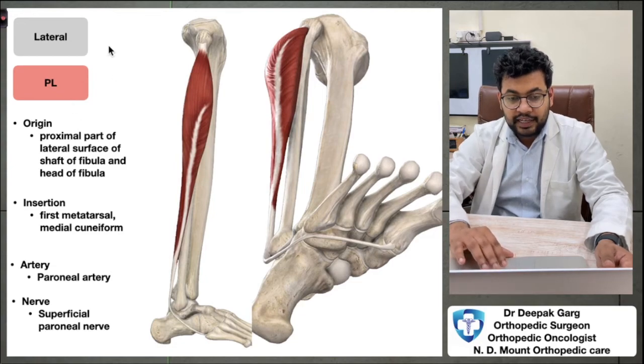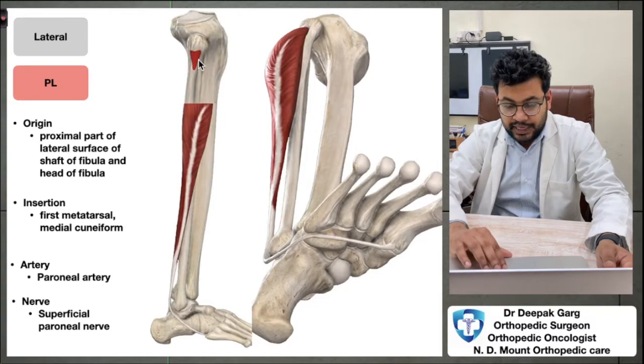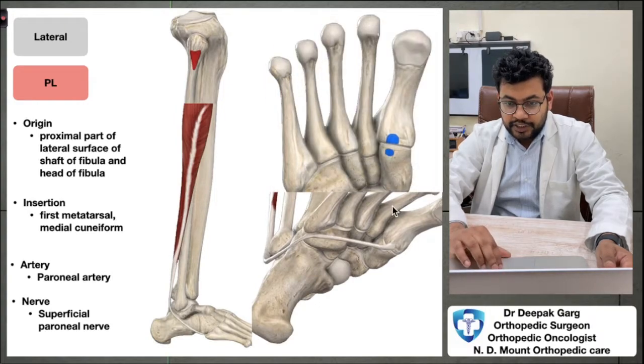Now we have the lateral compartment muscles. Peroneus longus arises from the lateral surface of the fibula, including the head and the proximal shaft, and then it will travel distally posterior to the lateral malleolus and will pass plantarwards inferior to the fifth metatarsal and in the plantar aspect of the foot, and will go and insert at the first metatarsal and the medial cuneiform.